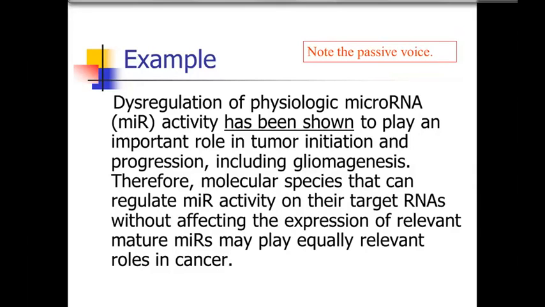Another thing I want to point out is in this first sentence, the authors use what is called the passive voice for their verb tense. So they say dysregulation of physiologic microRNA activity has been shown. Now I'm going to spend quite a bit of time next week talking about the difference between the active and the passive voice. So if this is the first time you're hearing about it or you're not that comfortable with what that is, we'll go into it in great detail next week. But for now, I'll just point out that that's one thing that makes that sentence kind of hard to read.